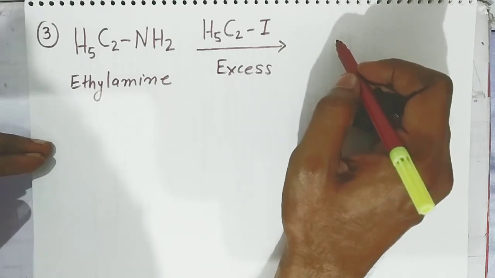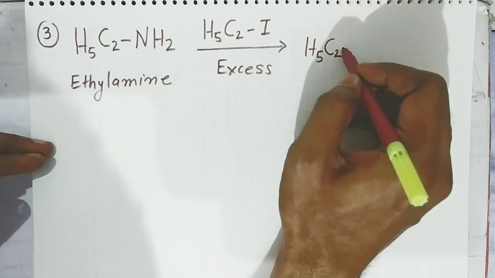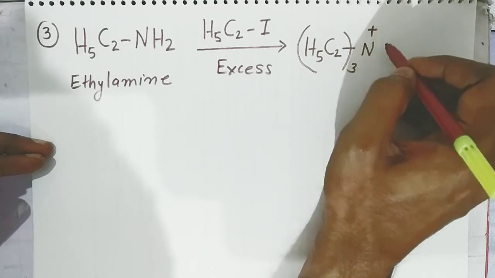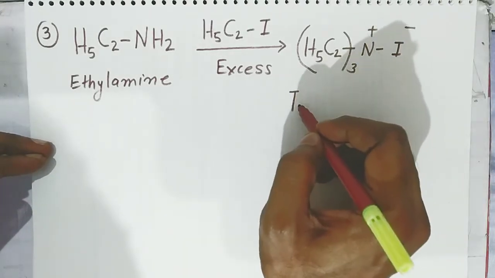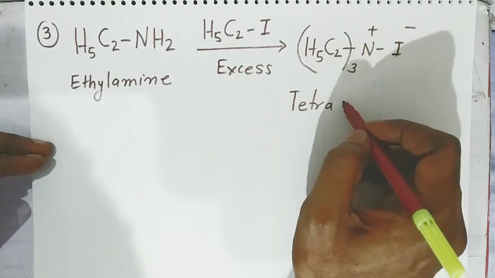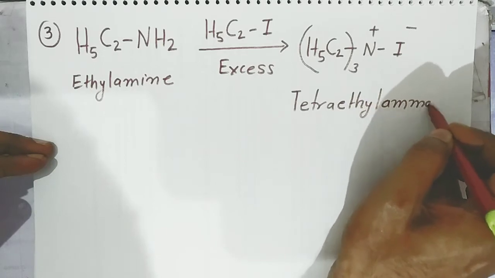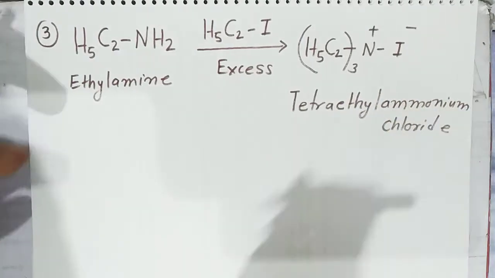There is a formation of tetra, C2H5 four times, and students, there is an iodine. We call it tetraethyl ammonium iodide. This is the tetraethyl ammonium product you are getting, students.